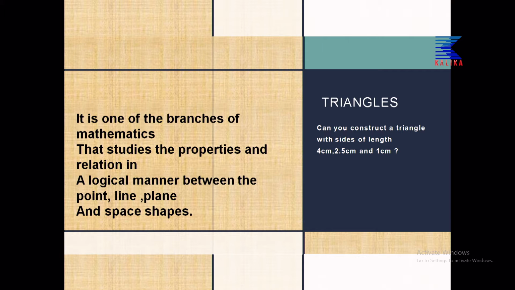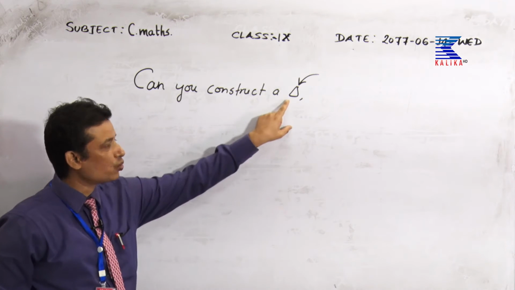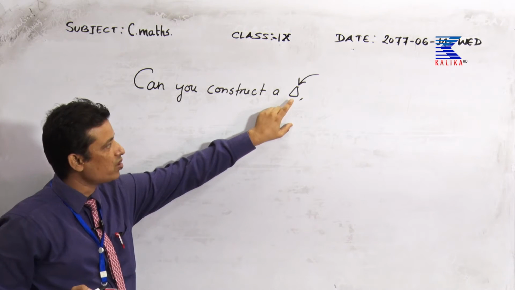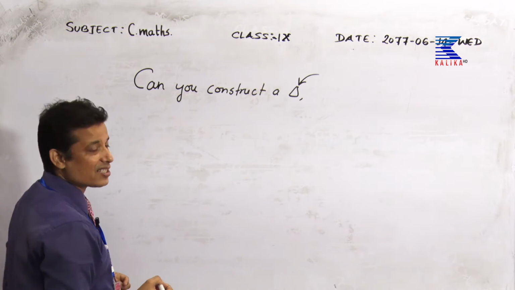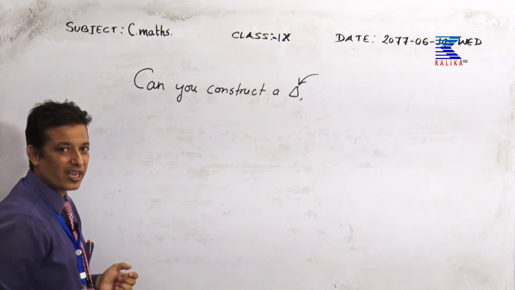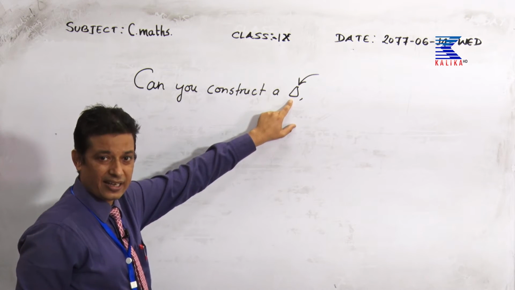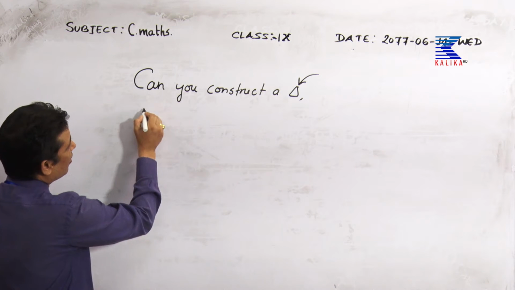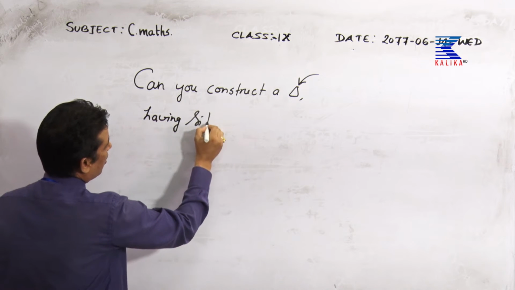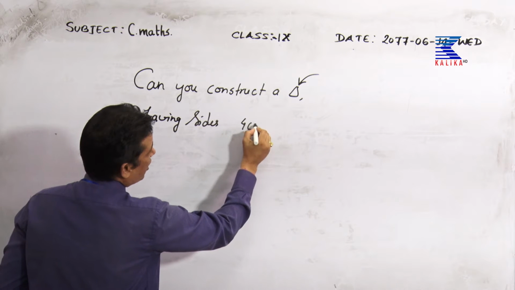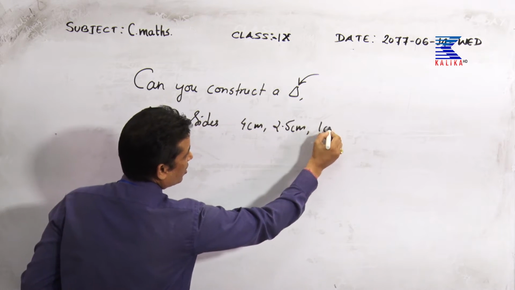Can you construct a triangle with sides of length? Look, let me write the same thing here. At first, let me begin with this question. Can you construct a triangle? This sign is known as delta, and to denote a triangle we use this notation. Delta sign represents a triangle. I have written it in short, that is why I did not write the word triangle here. I hope you understand. Can you construct a triangle having sides of 4 centimeter, 2.5 centimeter, 1 centimeter?